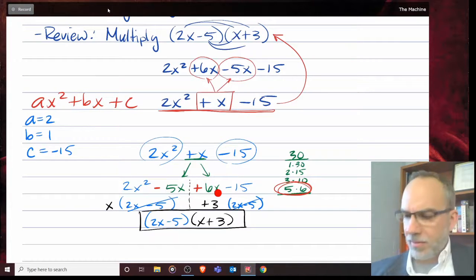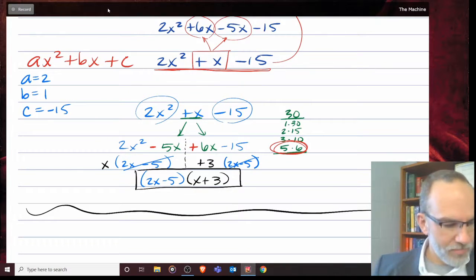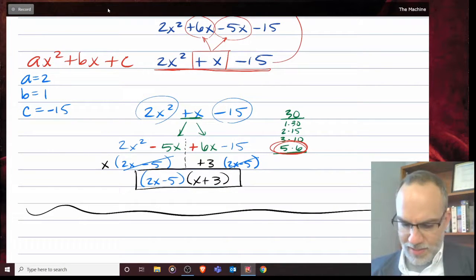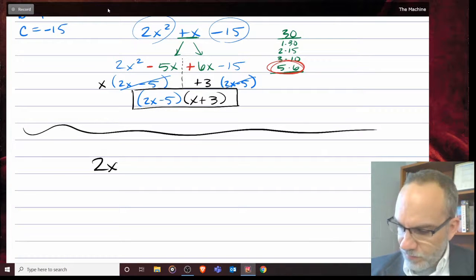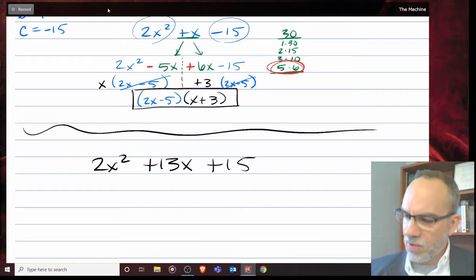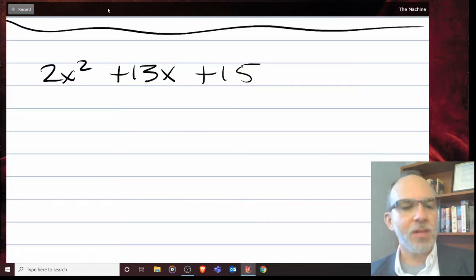Okay, you think you got it? Let's try one. Let's try 2x squared plus 13x plus 15. I'm picking ones that have the same A and the C. Press pause on the video. Give that one a try. See if you can get the same thing I did. Okay, go.